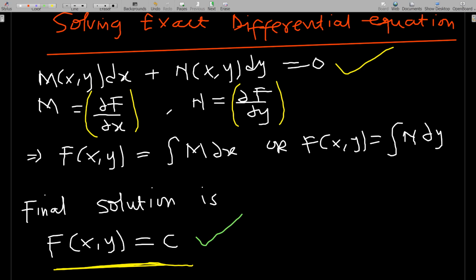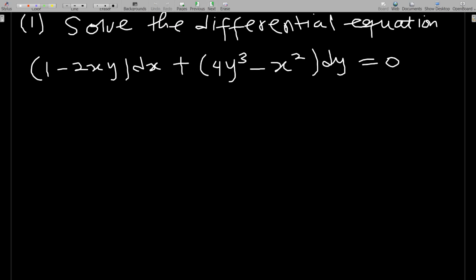So f of x, y is actually the function that is equal to a constant, and its total derivative gives you this whole differential equation. Okay, I hope you get this. So let's pick an example and try our hands on that. Now solve the differential equation (1 minus 2xy) dx plus (4y cubed minus x squared) dy.